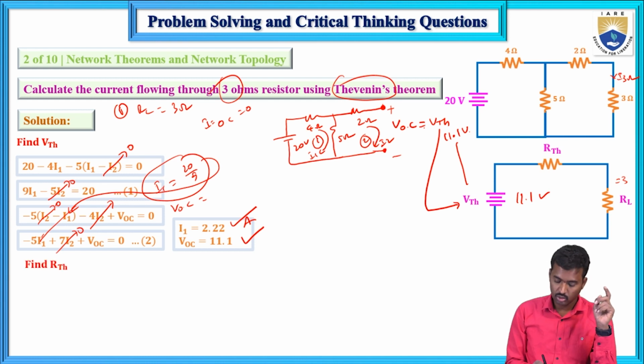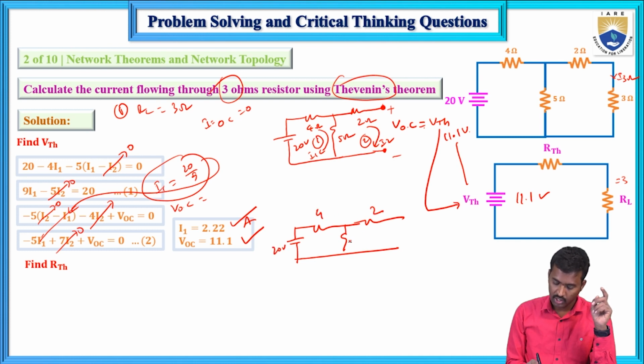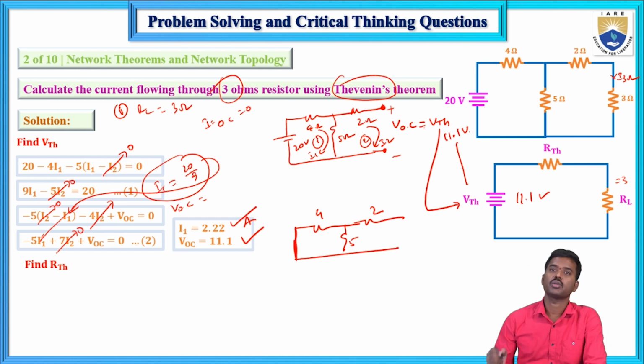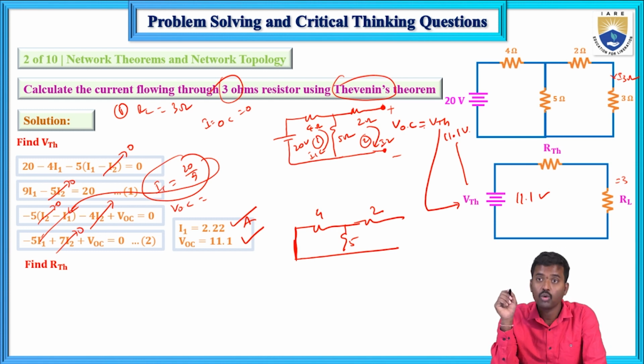Determine RTH. So now, same thing, draw the circuit. This one is the Thevenin's 20 volts, and this is 4, this is 2, this one is 5, and this is the 3 ohms. Remove the load resistance from the given circuit, and short the source terminal. The voltage source is always replaced by a short circuit and the current source is replaced by an open circuit.